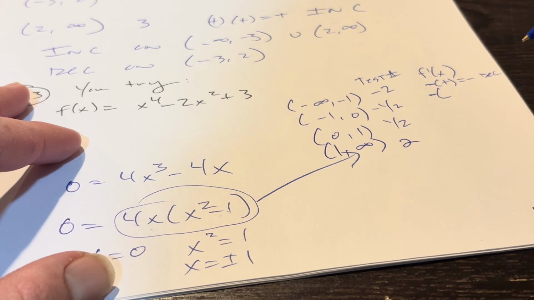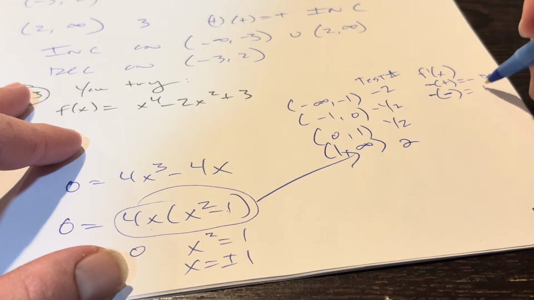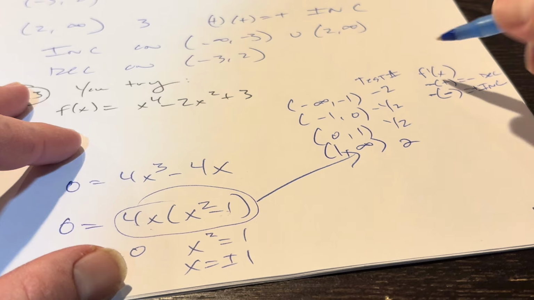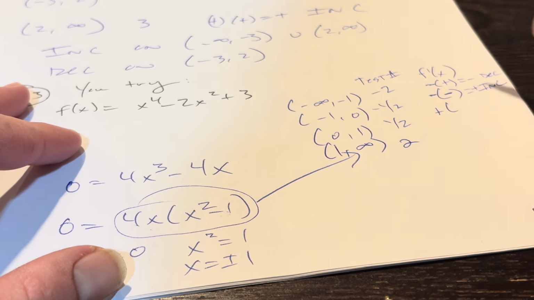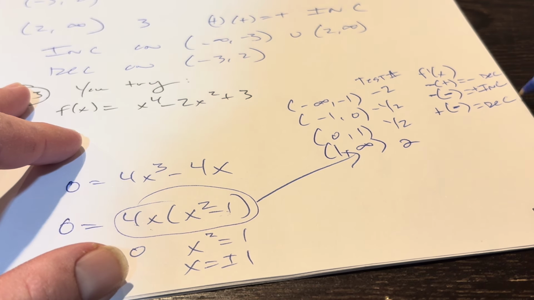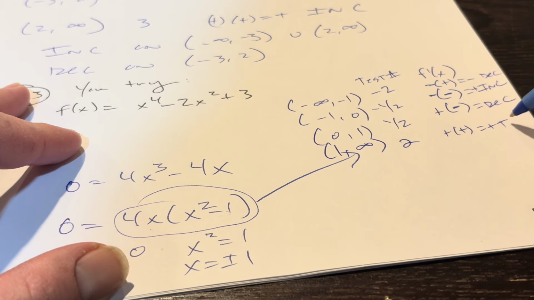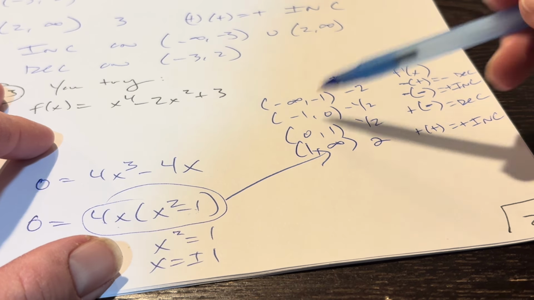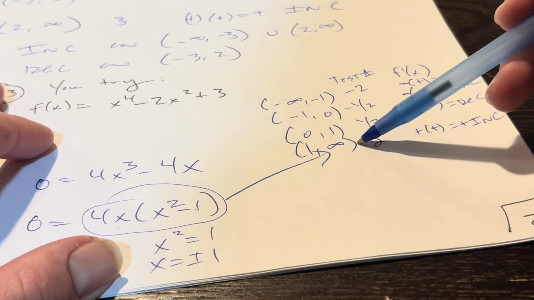If I plug in a -1/2, I'm going to get a quarter minus 1, which is a negative, which is a positive, so it's increasing. I'm going to plug in a +1/2, positive, and then I'm going to have 1/2 squared minus 1, that's a negative. And then lastly, if I plug in 2, I'm going to have a positive times positive, which is positive, so it's increasing. So you're going to write increasing on -1 to 0, union 1 to infinity, decreasing on -infinity to -1, union 0 to 1.